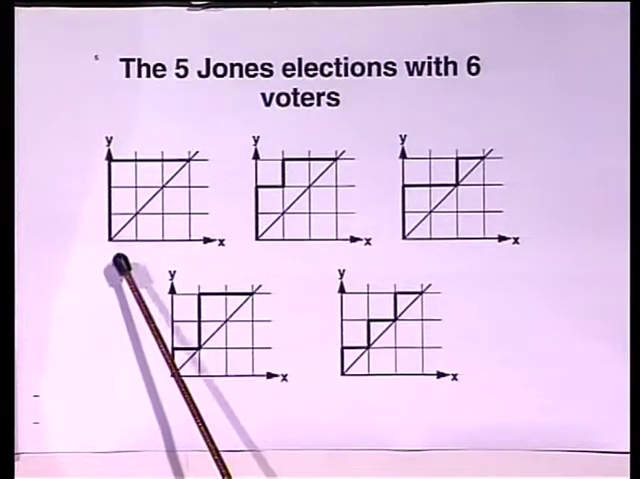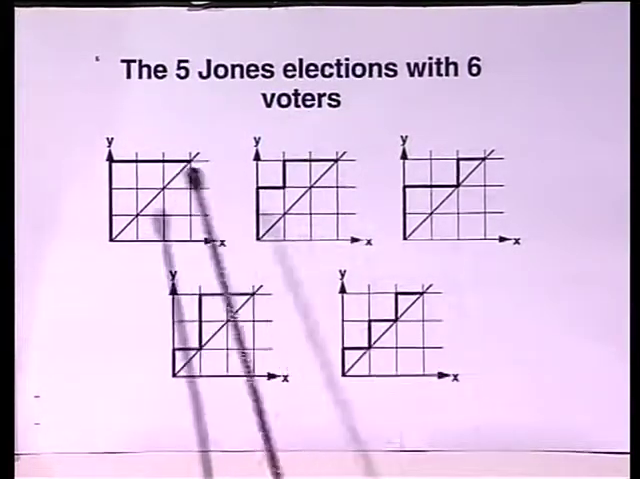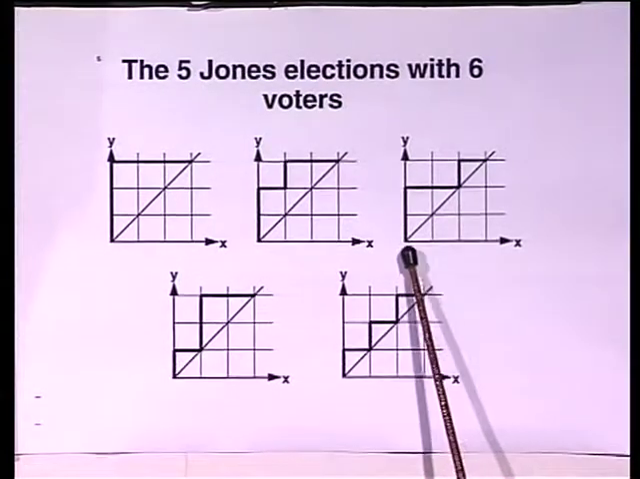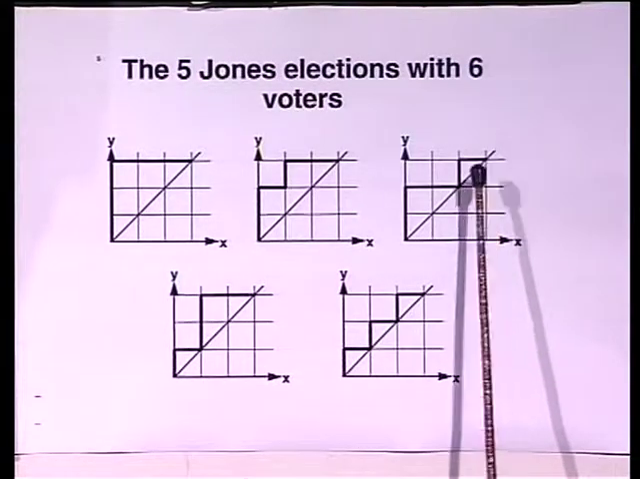Let's have a look now at something just a little bit bigger, namely an election with 6 voters. Here things are slightly more complicated, and at this election, Y begins by taking 3 votes and then X 3 votes, whereas this one, for example, Y takes 2 votes, X 2 votes, a vote for Y, a vote for X. And again, it will not take you very long before you can check that there are no other ways in which 6 voters can lead to a Jones election.